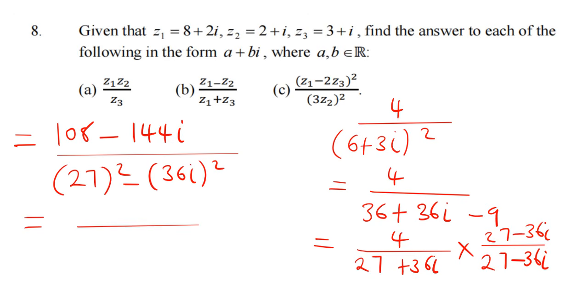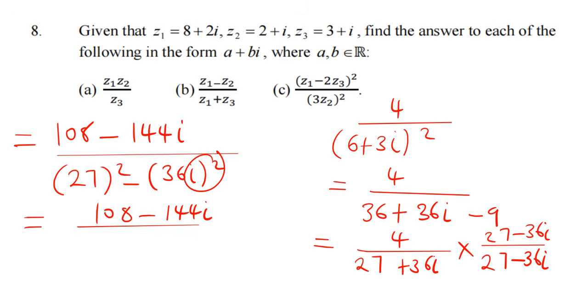108 minus 144. Oh, actually I can't even do that, because one is a real part and the other one is an imaginary part. So that one is just going to be the way it is. So I'm going to have 108 minus 144i. Now 27 squared, what does it give me?